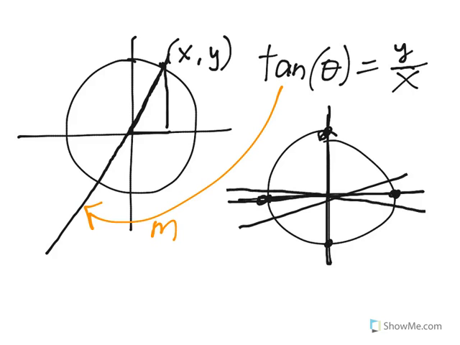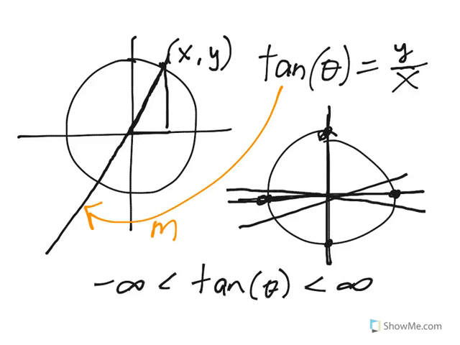And the values that tangent can be: big as you want, positive, as negative as you want, 0, anything in between. The range is all real numbers.